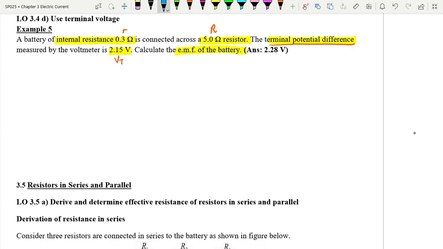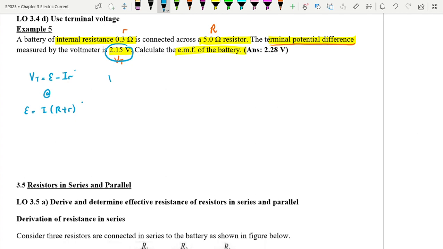Usually, kita ada formula V terminal = EMF minus with small drop in voltage. The problem is now we don't have the current, we don't have the EMF. Kita hanya ada V terminal dengan small r. So kita ada lagi satu formula yang kita boleh expand, which is E = I(R + r). So daripada formula ini kita tak ada current, kita tak ada juga EMF. So maksudnya kita kena manipulate sikit formula ni dengan menggunakan nilai V terminal yang kita ada.